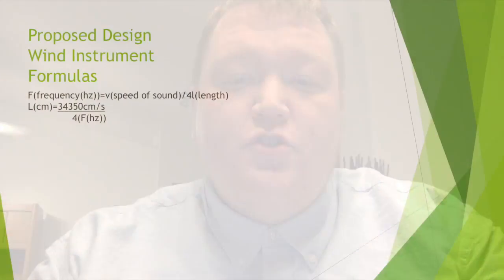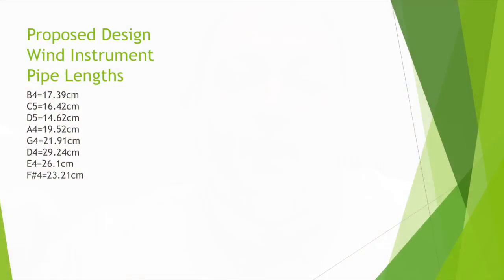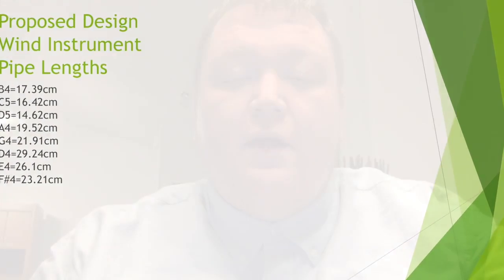In order to figure out how long the pipes need to be to play these notes, a simple mathematical formula needs to be followed, shown here. Next, you will see the frequency of each note that is required. When you plug these numbers into the previous formula, you get the lengths shown here. As a quick example, when you plug the frequency for A4, which is 440, into the formula, you get a total of 19.52 centimeters. This instrument is made almost entirely out of PVC pipe, making it inexpensive and lightweight.